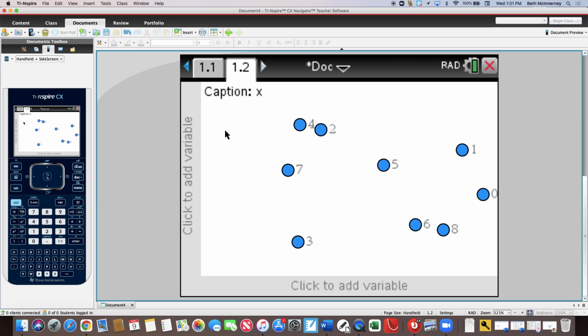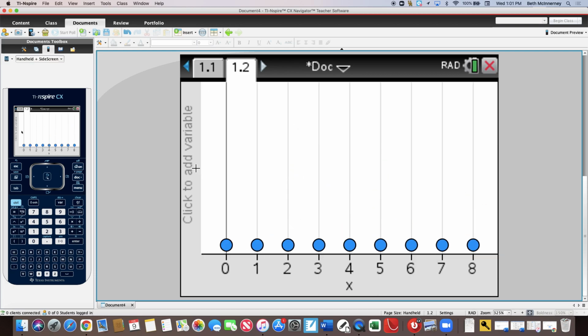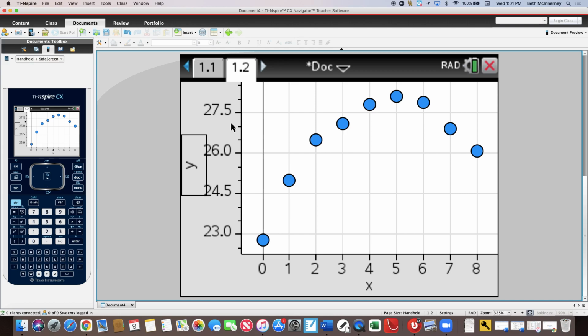So I did Control I, and you should see this. Down here at the bottom, you're going to click where it says click to add a variable, and you're going to label it your x-axis, and this one is your y-axis. Look how pretty. That looks like a parabola that's opening down.